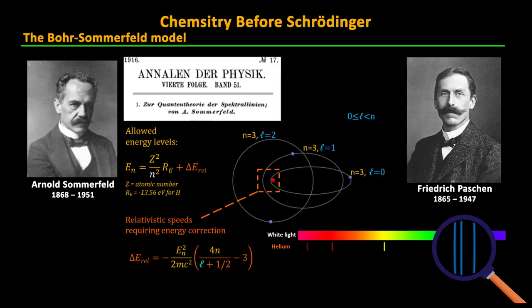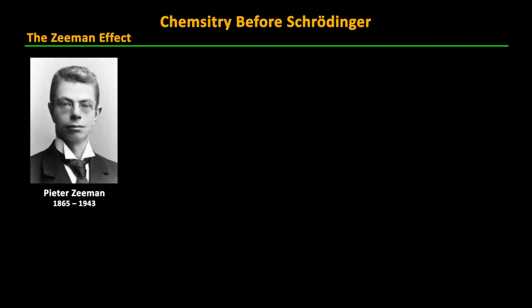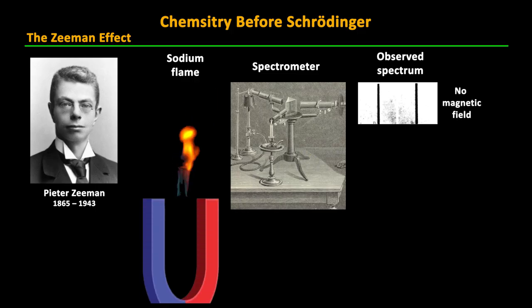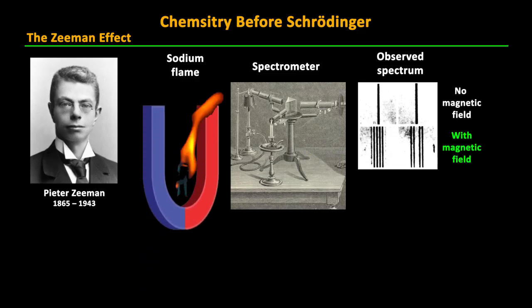Even with this new quantum number, there were still anomalies in the spectral data that needed explaining. One of these was the Zeeman effect, discovered in 1896 by Dutch physicist Peter Zeeman. Zeeman collected atomic spectra from Bunsen burner flames and tested the effect of putting the flame in a strong magnetic field. He found that the magnetic field induced single spectral lines to split into multiple closely spaced lines.